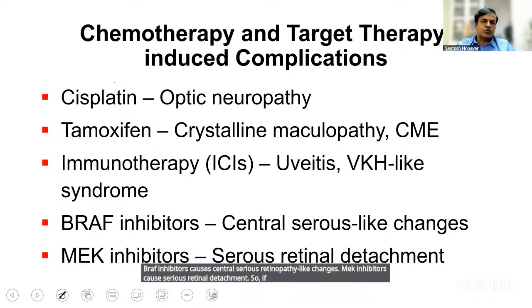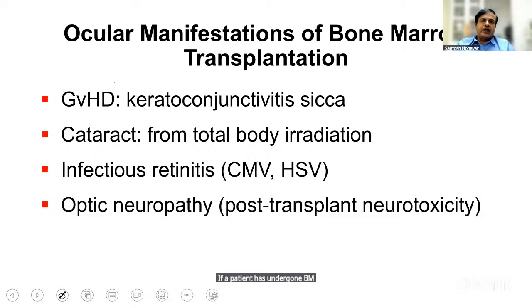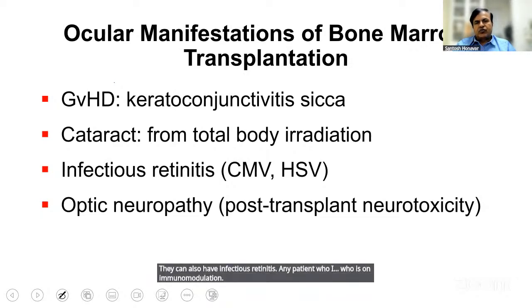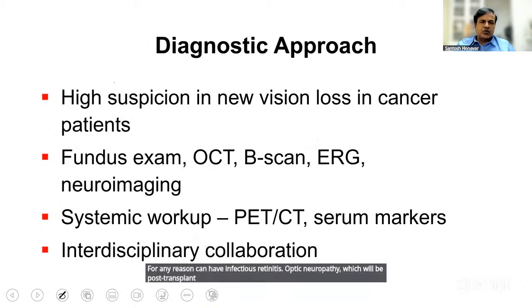So if a young patient or elderly patient comes to you with any of these, then you should ask them for a history of targeted therapy, which they may be taking for their systemic malignancies. If a patient has undergone BMT, then graft versus host disease, they present with keratoconjunctivitis sicca and very severe ocular surface problems. Cataract can happen from total body irradiation associated with BMT. They can also have infectious retinitis. Any patient who is on immunomodulation for any reason can have infectious retinitis. Optic neuropathy, which will be post-transplant neurotoxicity.